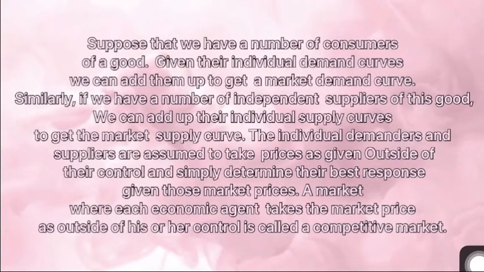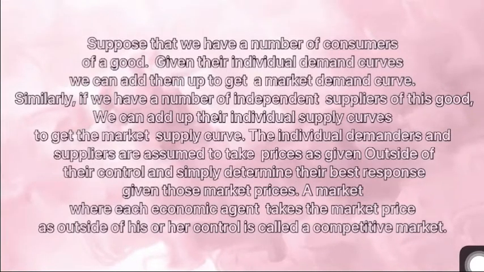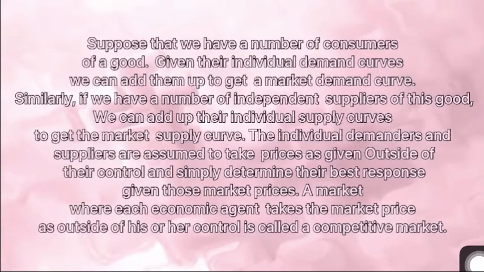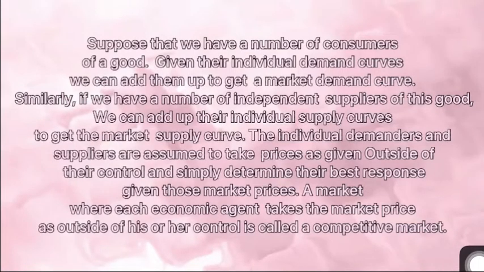Suppose that we have a number of consumers of a good. Given their individual demand curves, we can add them up to get a market demand curve. Similarly, if we have a number of independent suppliers of this good, we can add up their individual supply curves to get the market supply curve. The individual demanders and suppliers are assumed to take prices as given, outside of their control, and determine the best response given this market price. A market where each economic agent takes the market price as outside of his or her control is called a competitive market.